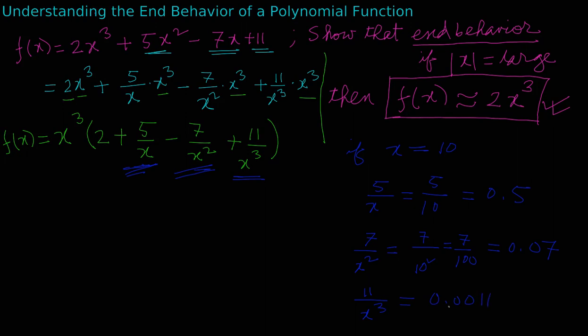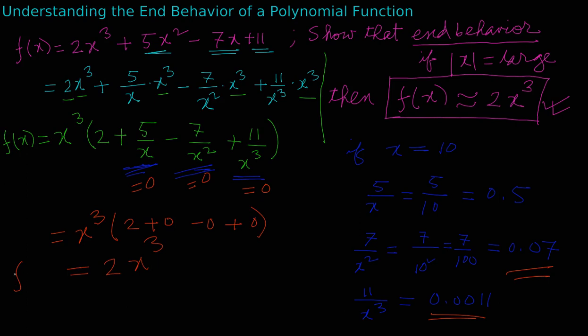All right, so now as you can see these numbers are very small or almost zero. So what can I say, that these numbers are almost equal to zero, this is almost equal to zero, this is also almost equal to zero. So what I am left with, guys, is 2x cube plus 0 minus 0 plus 0. So I am left with 2x cube, which is a function of x.